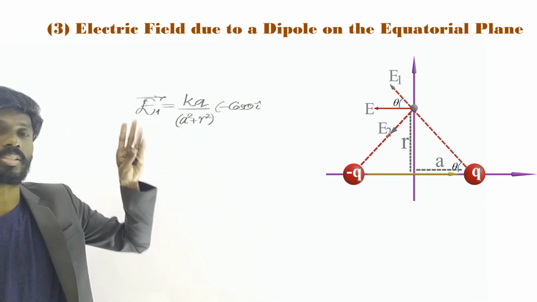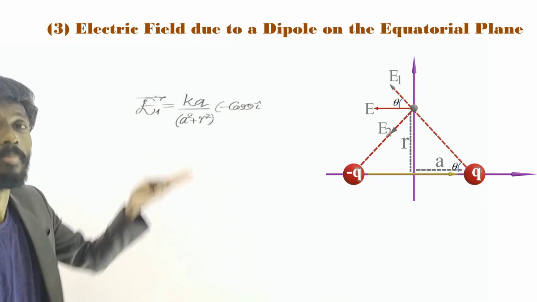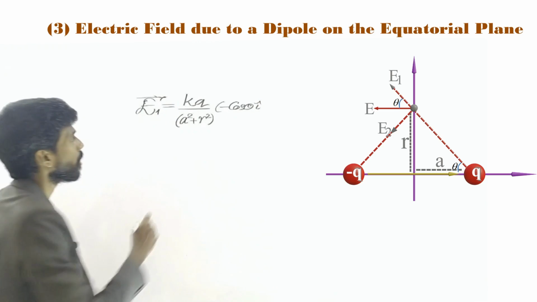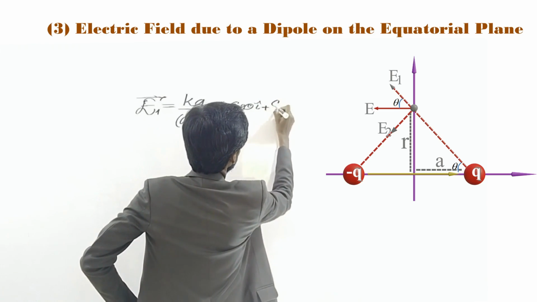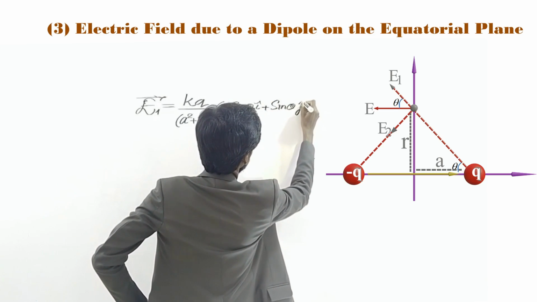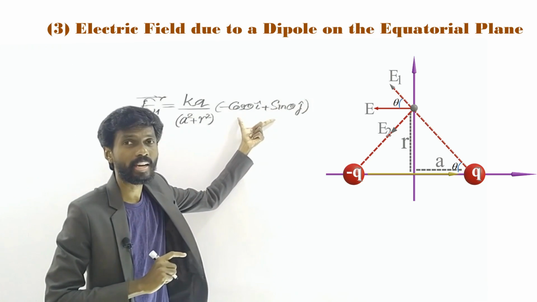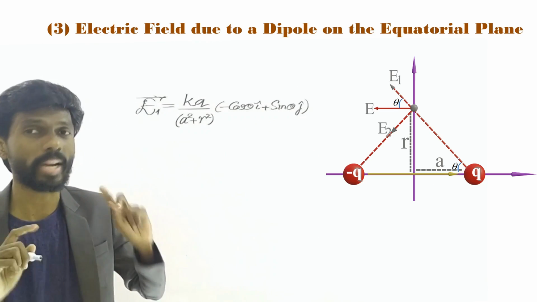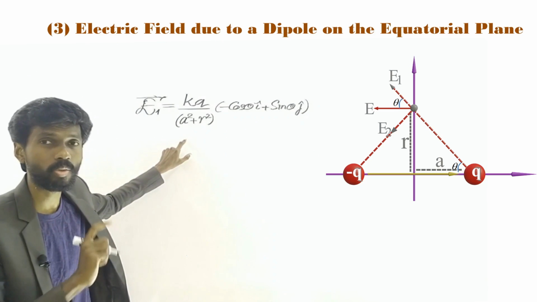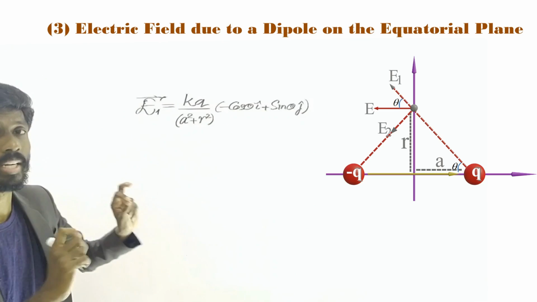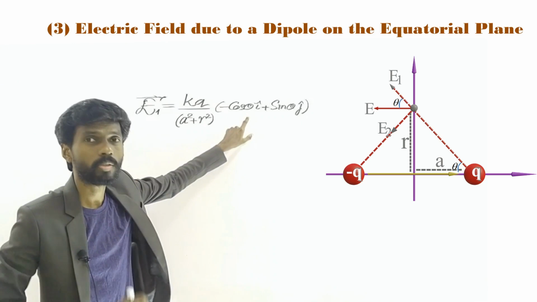Similarly, the vertical projection is in the upward direction, so it is a positive j cap, which means sin theta j cap. Do you understand? So this is the unit vector in the direction of the E1 vector. This is only the magnitude, so multiply that by the unit vector in the direction of that vector. Alright, so that's it.